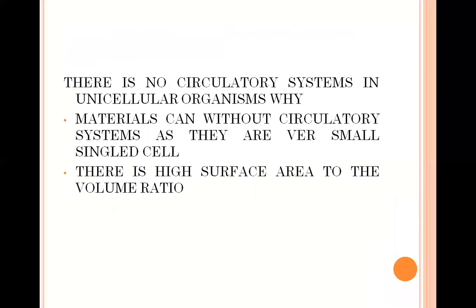There is no circulatory system in unicellular organisms. Why is there no circulatory system? All the multicellular organisms have a circulatory system with all the components, but unicellular organisms don't have it. Why? Materials can be transported without a circulatory system as they are very small and single celled. Materials can transport. It should be written as transport. It's missing. What does it mean?